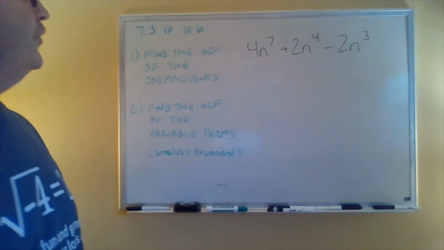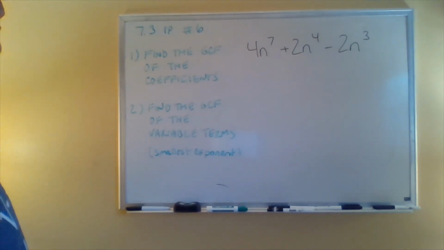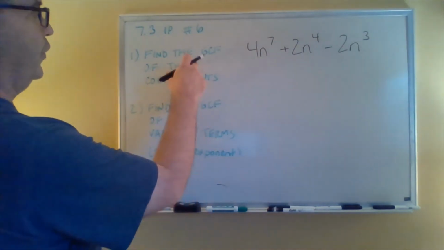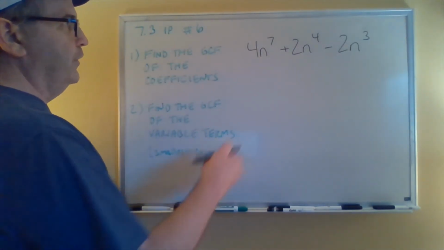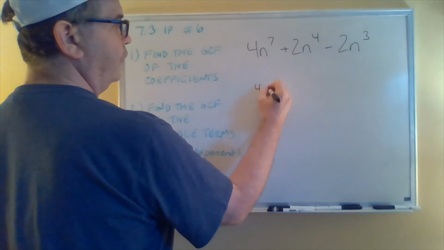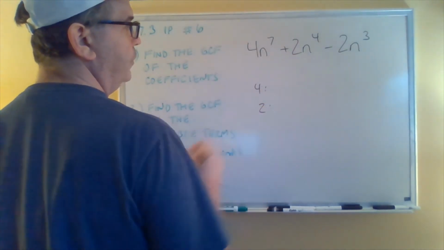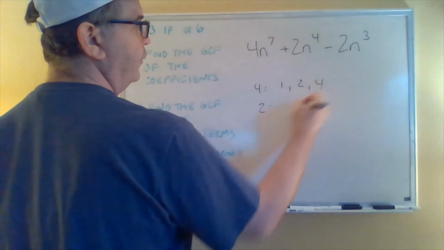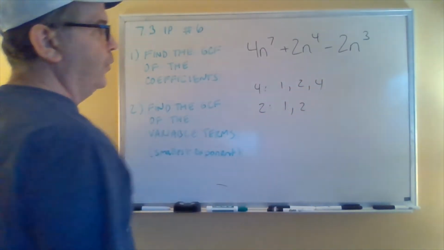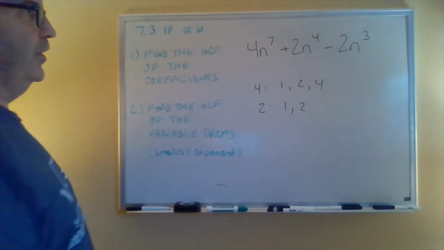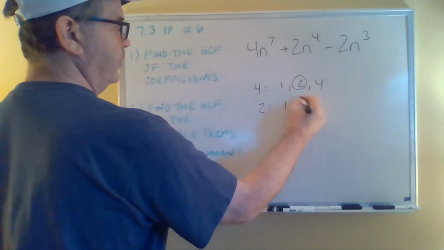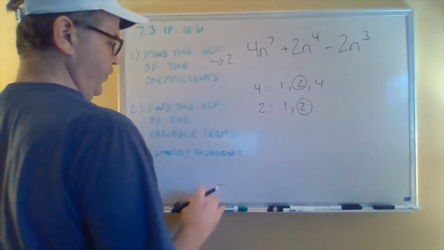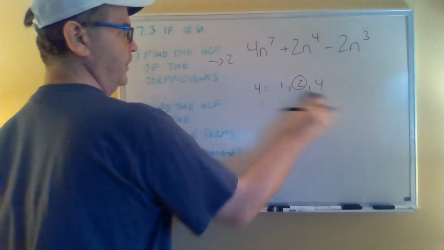Here's number 6, 4n to the 7th plus 2n to the 4th minus 2n to the 3rd. So we need to find the greatest common factor of our coefficients. Our coefficients are 4 and 2. Our factors of 4 are 1, 2, and 4. And our factors of 2 are just 1 and 2. What's the largest number appearing on both lists? That would be 2. So the coefficient of our greatest common factor will be 2.